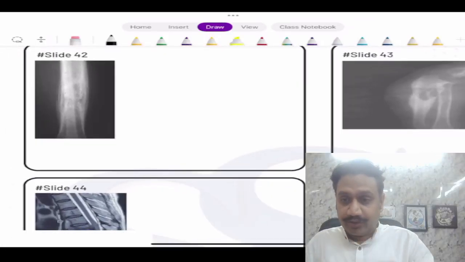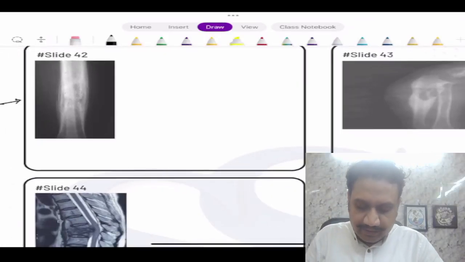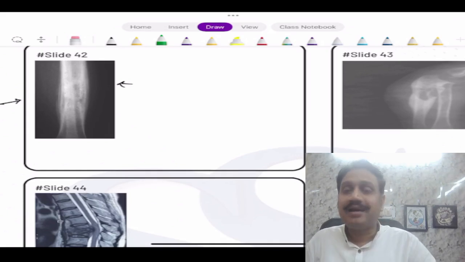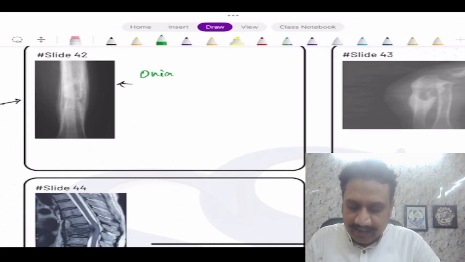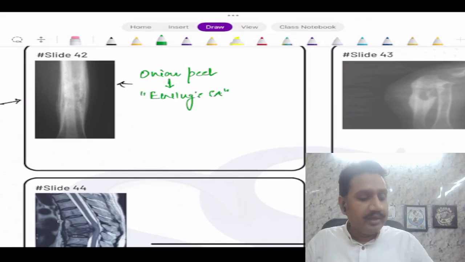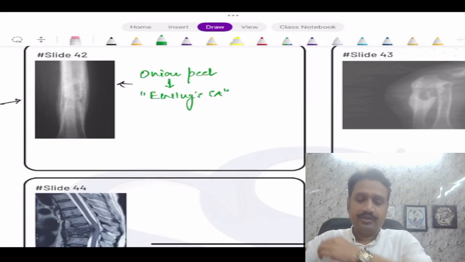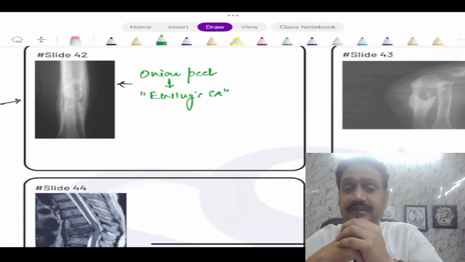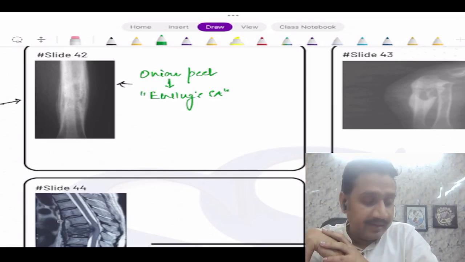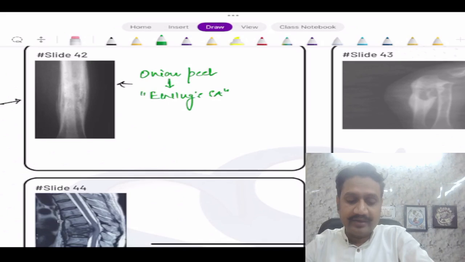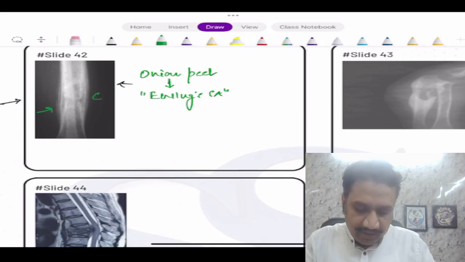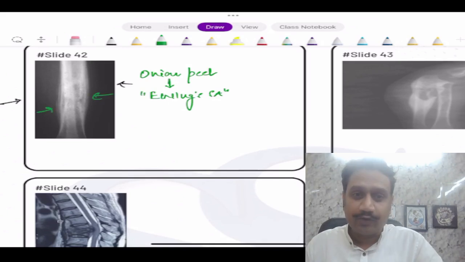The next slide is showing you a lesion where you see multiple layers of periosteum parallel to the bone. What do we call this lesion? The onion peel. And where do we see this kind of response, the onion peel response? It is seen in Ewing's sarcoma, right? If you see multiple layers of periosteum parallel to the cortex of the bone, this is seen in the cases of Ewing's sarcoma. That is a special feature we have. Onion peel appearance of the Ewing sarcoma.